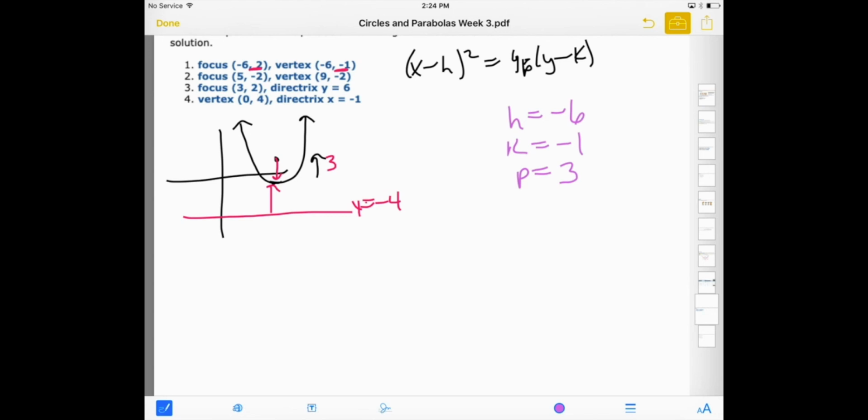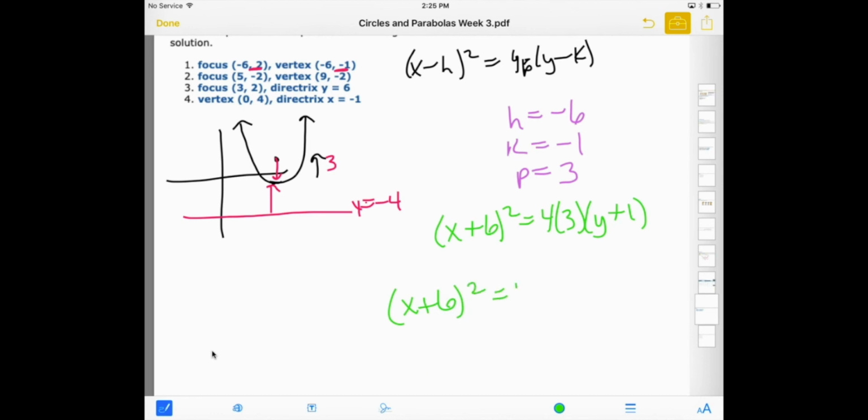Now I'm going to plug in all these numbers. I have to take x minus h, so x minus -6, and minus -6 turns into plus 6. Then I have 4 times p, which is 4 times 3, and then y minus -1, which is y plus 1.